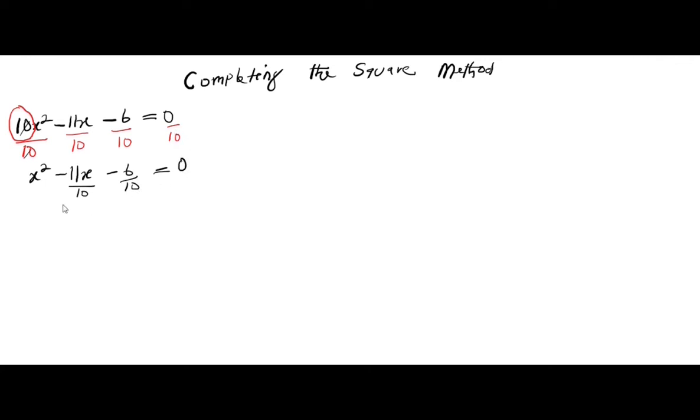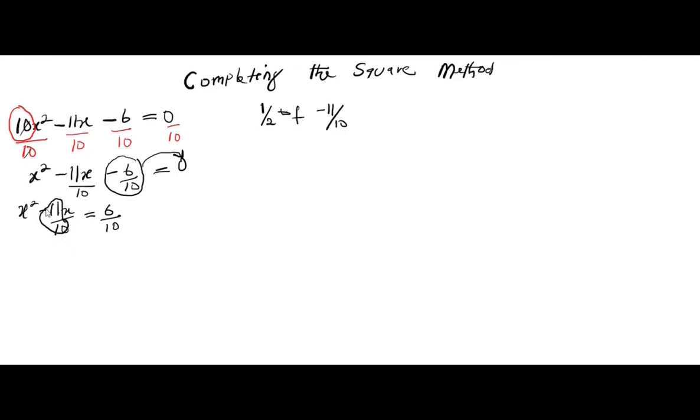Alright, the next step is to take this across the equality sign, and it will change to positive 6 over 10. So you have x squared minus 11x all over 10 equals 6 all over 10. So the next thing is to take half of negative 11 all over 10. That is half of the coefficient of x, because the coefficient of x is this.